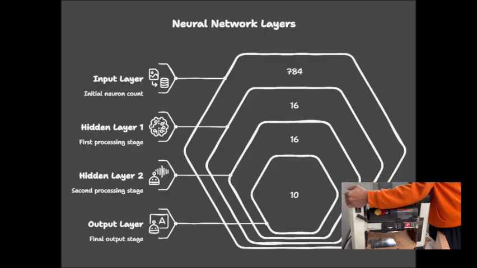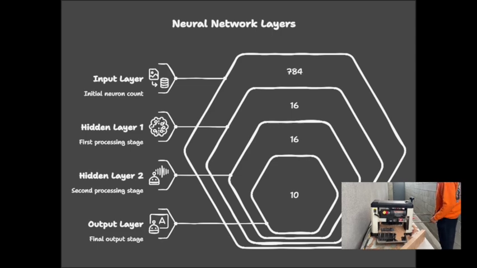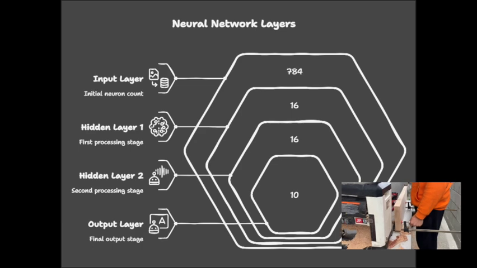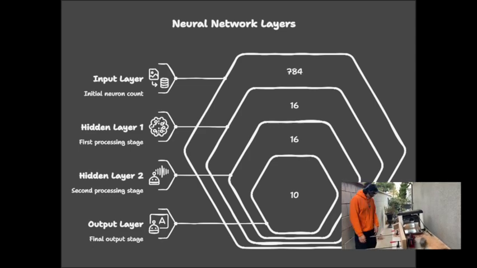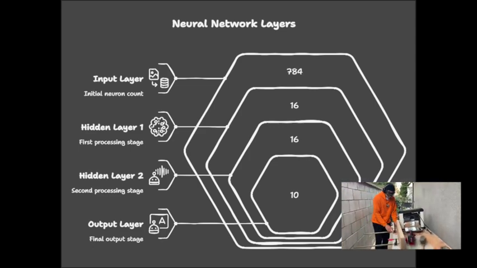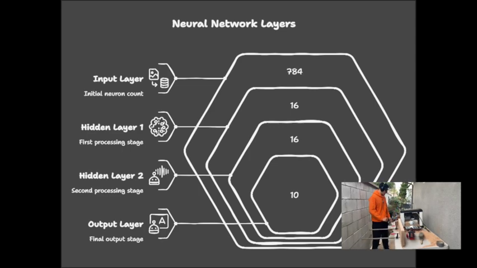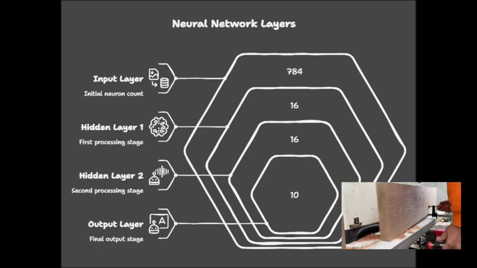So, quick recap. Neural networks are made up of layers of neurons, each connected to the next. The input layer takes in the data, the hidden layers process it, and the output layer gives us predictions. But how does a neural network get from random guessing to actually making accurate predictions? That's where learning comes in.